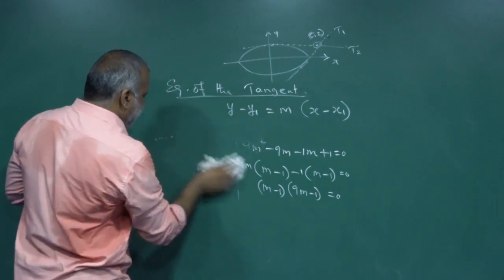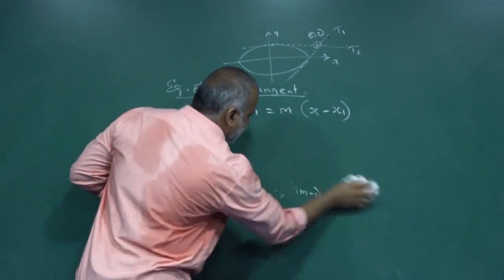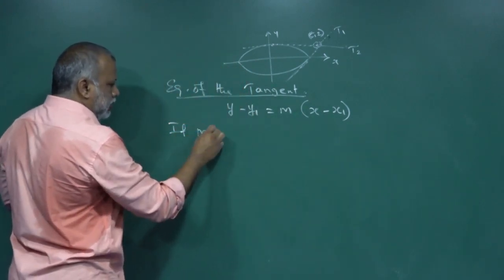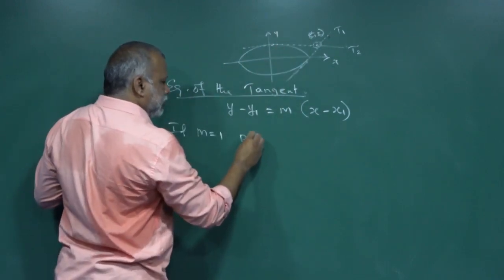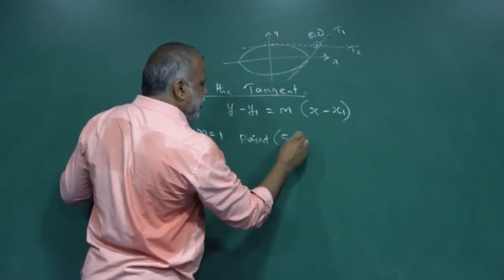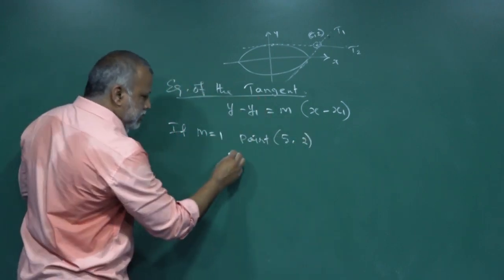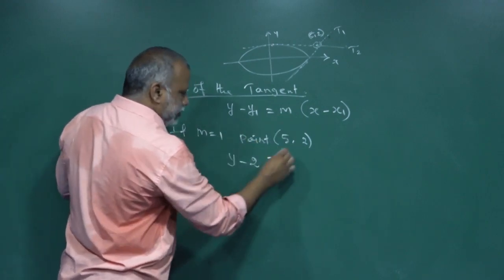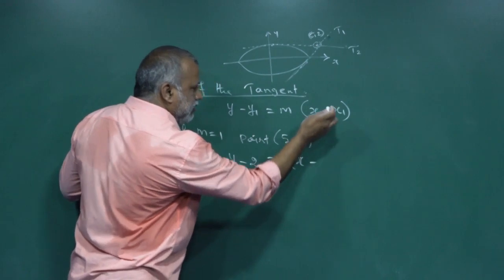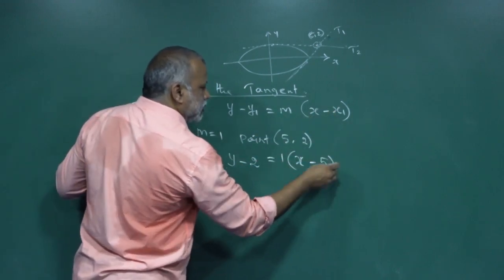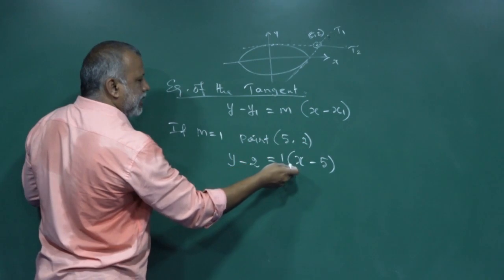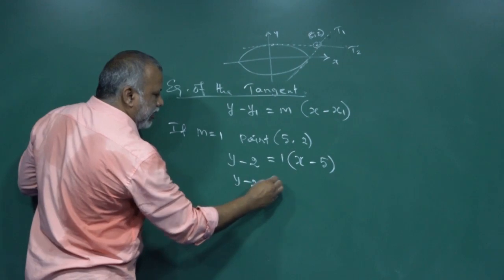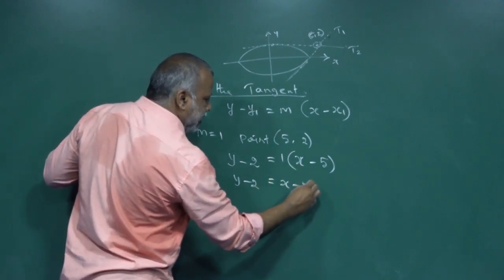Now, what are the values of m? m equal to 1. So I am using the first condition. If m equal to 1, the point is 5, 2. I am going to substitute here. See, y minus, what is the value of y1? 2, equal to, what is the value of m? 1, times x minus, what is the value of x1? 5. So substitute the point x1, y1 here: x1 is 5, y1 is 2. Simplify this one: y minus 2 equal to x minus 5.